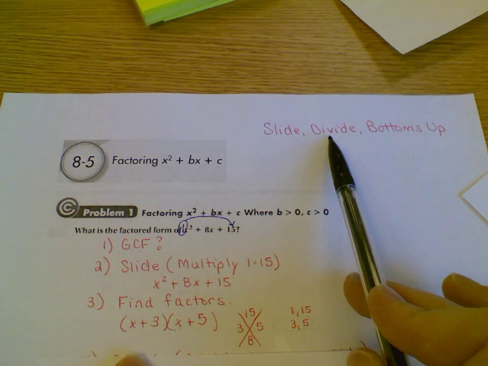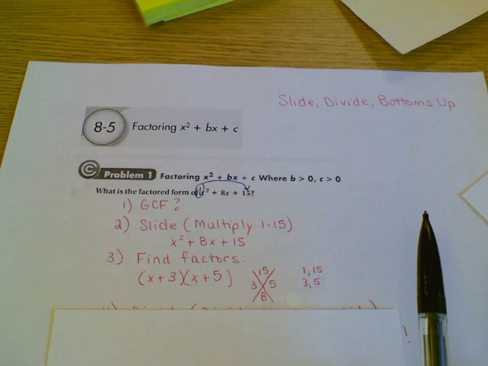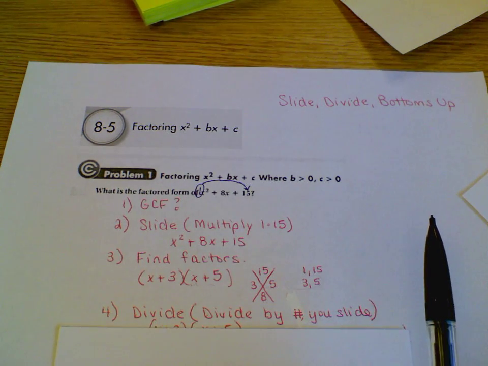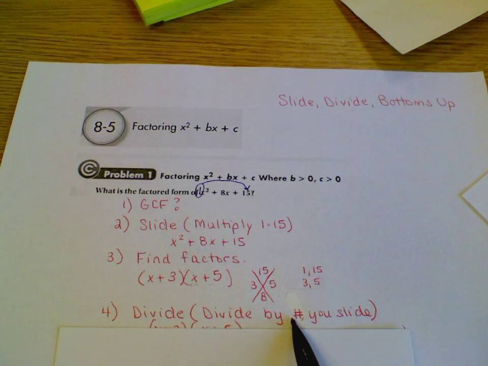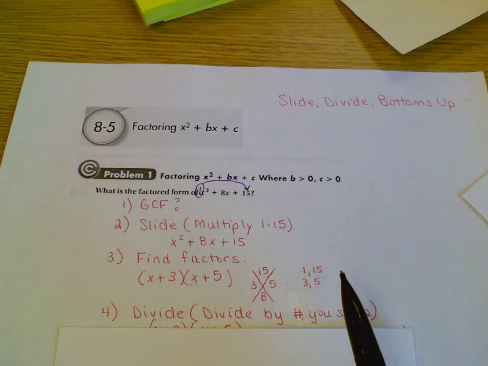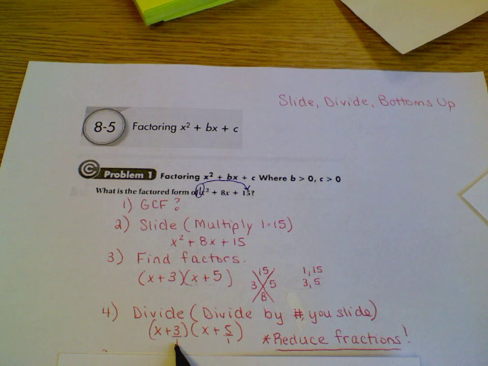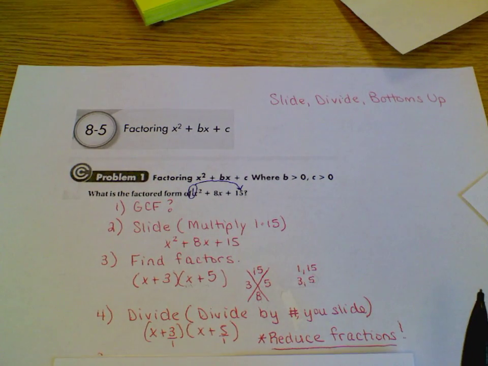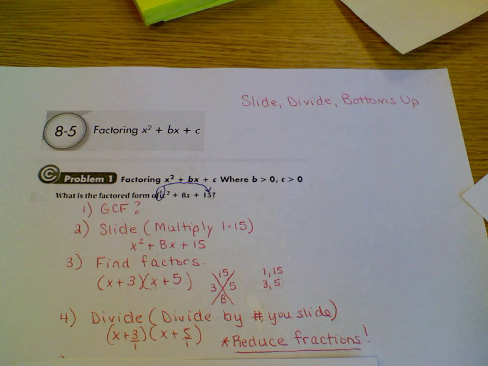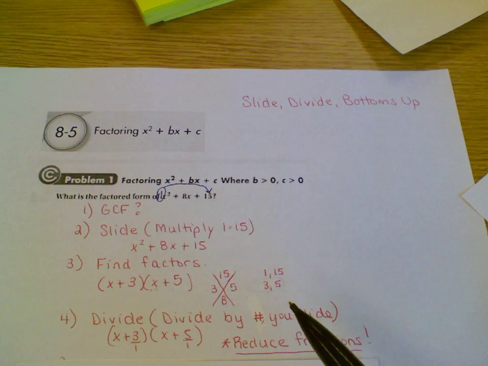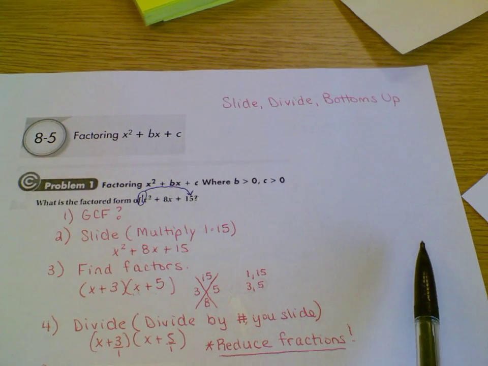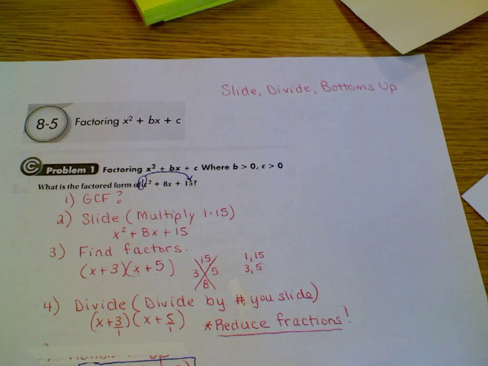Now we've got to finish the rest, so we're going to come through and divide. That number that you slid, you have to come back and divide by that same number to undo what you just did. So we slid by 1, so I'm going to divide this 3 by 1, and I'm going to divide that 5 by 1. I always reduce the fractions at this point. So 3 over 1 becomes 3, 5 over 1 becomes 5, so here would be my answer.